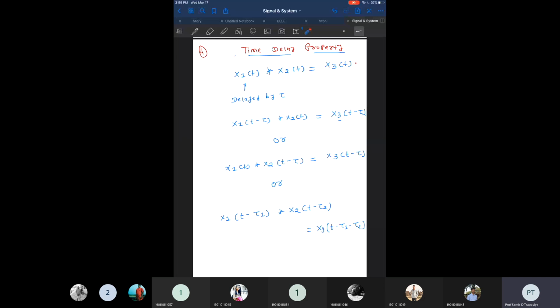So the third signal is delayed by the amount of the first signal delay plus the amount of the second signal delay. It means it is delayed by the addition of tau 1 plus tau 2, right? So this is one example, and you can get some more practical exposure by taking one example.